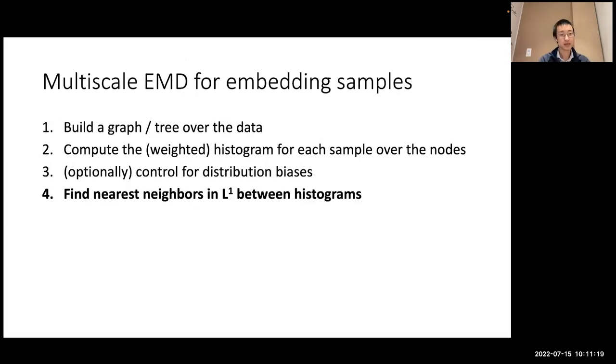Cool. So finally, all you need to do is find the nearest neighbors between the histograms. You can do this very quickly using any nearest neighbors algorithm that can take in different types of distances between vectors. And so now we've simplified the problem back down to distances between points in high dimensional space. So this is an interesting framework for computing distances between distributions by reducing them to differences between points instead.